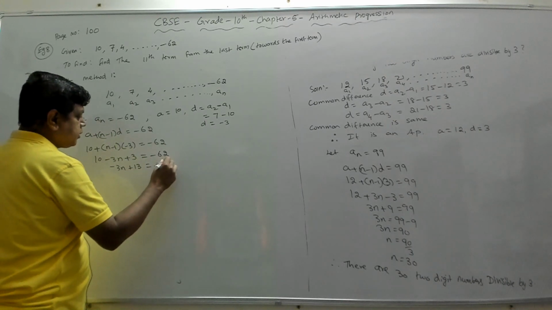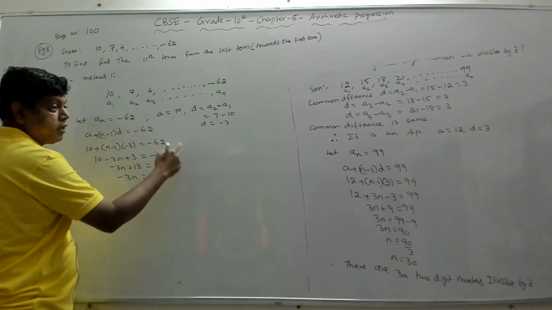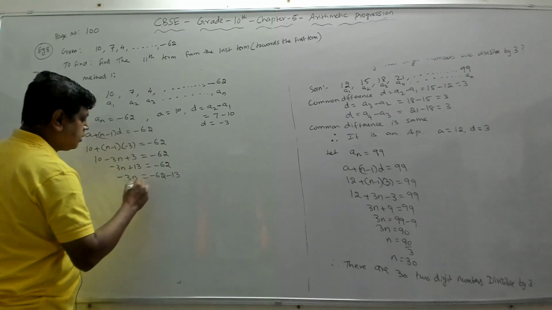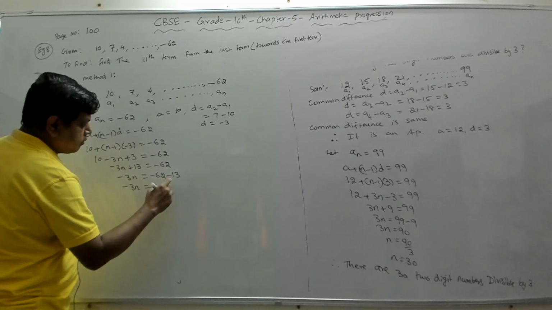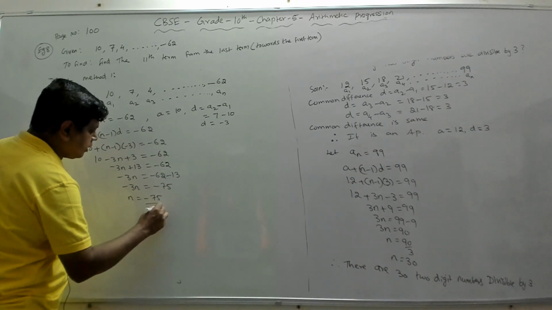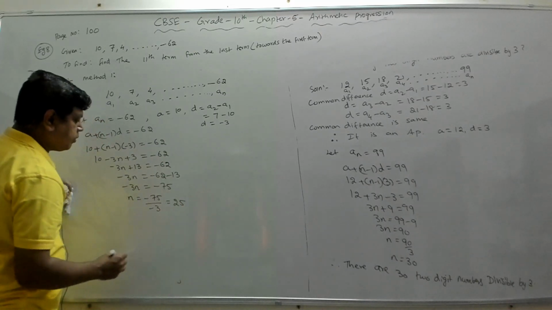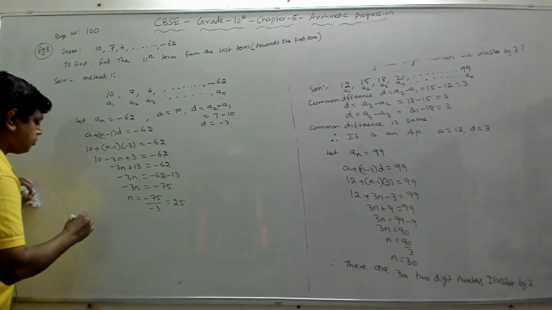Equal to minus 62. Minus 3n is equal to minus 62. This plus 13 goes to the other side. It becomes minus 13. So minus 3n is equal to minus 75. So n becomes minus 75 by minus 3, which gives you 25. So how many terms are there in this given AP? There are 25 terms.